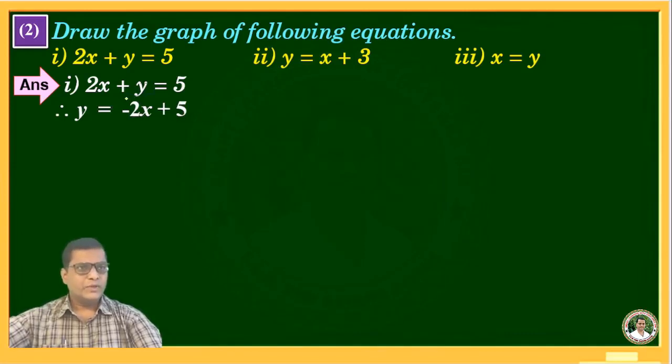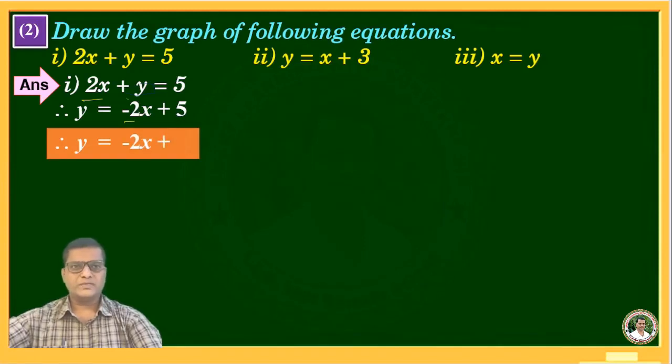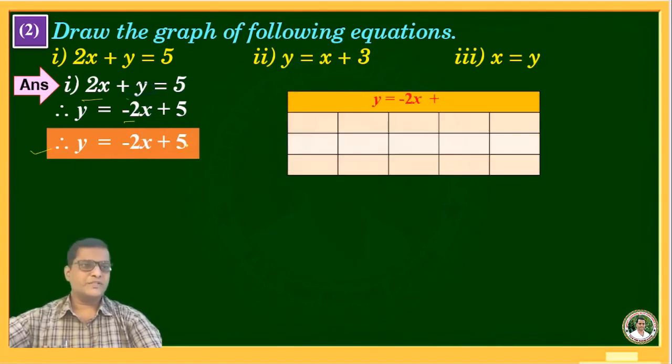Because on the LHS only y will be there. This 2x will transfer to the other side, that is minus 2x. Therefore y is equal to minus 2x plus 5. This is the equation. Now make a table for the equation y is equal to minus 2x plus 5. In this equation we will take any value of x, then we will get the value of y. And at last write down the coordinates, that is (x, y).